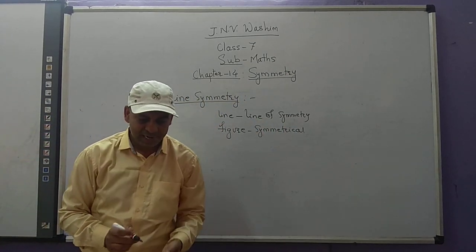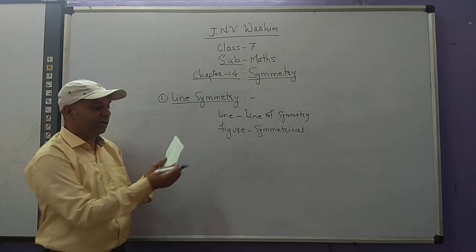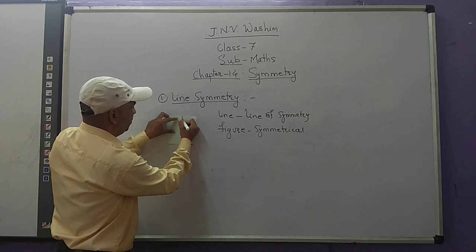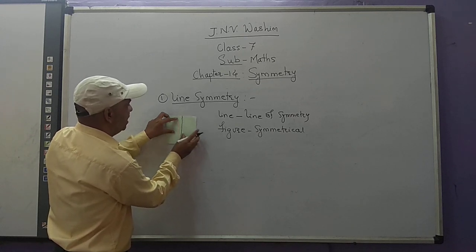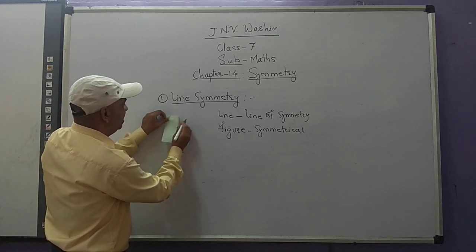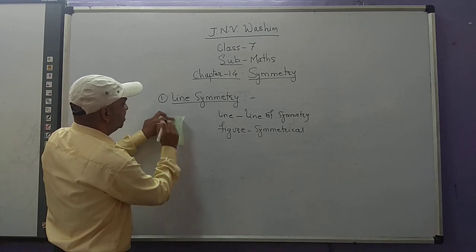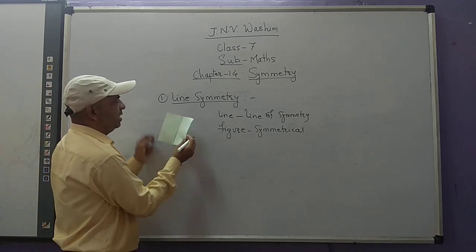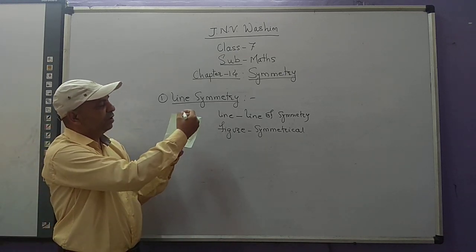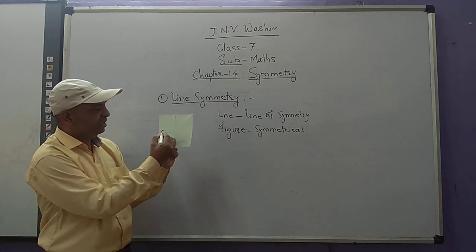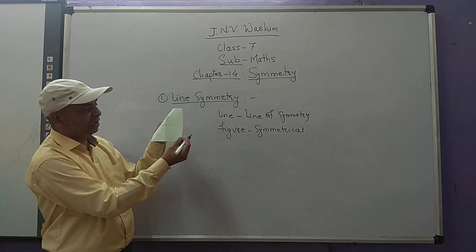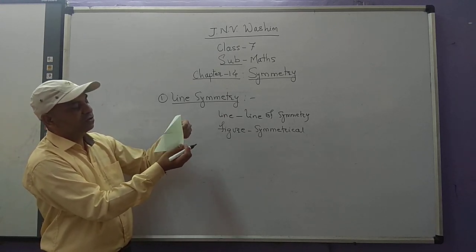So again, take one example. This is a square. If I draw a line in between this square, and fold the two parts about this line, then these two parts coincide with each other. It means this line is called the line of symmetry and the figure is symmetrical. In this square, the vertical line is a line of symmetry, the horizontal line is also a line of symmetry, and when I fold it diagonally, it also coincides.